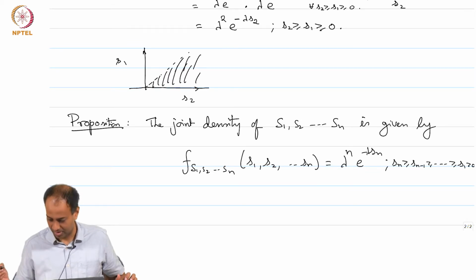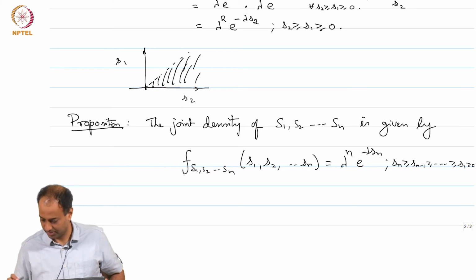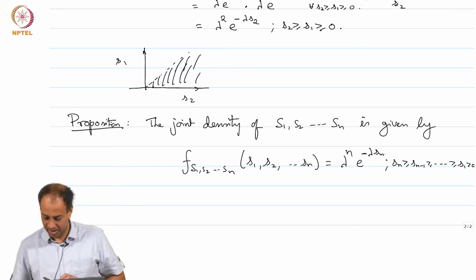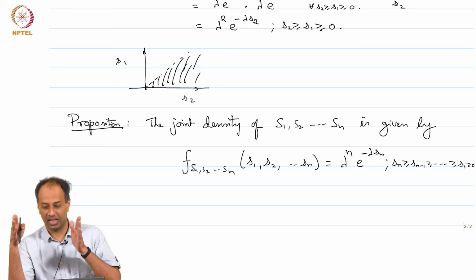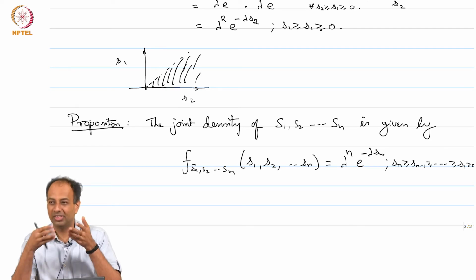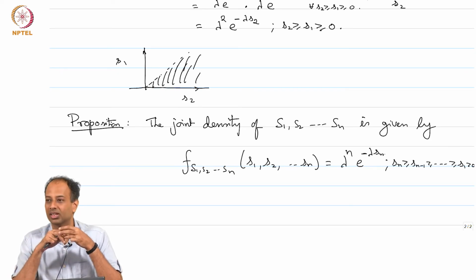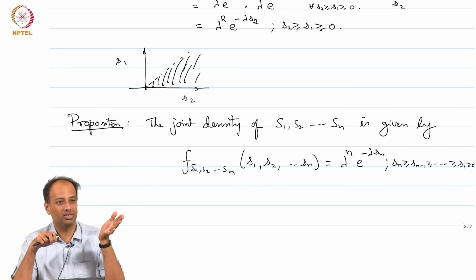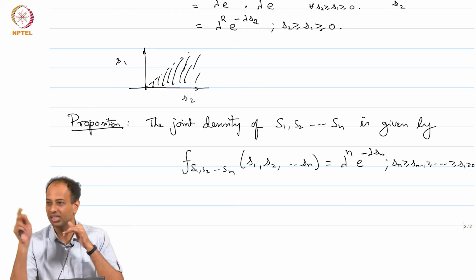correct. I missed out the lambda, let me write this, sorry, that is correct. So, again this joint density of S1 through Sn is explicitly a function only of Sn, correct, but the other random variables S1 through Sn minus 1 occur in the constraints.